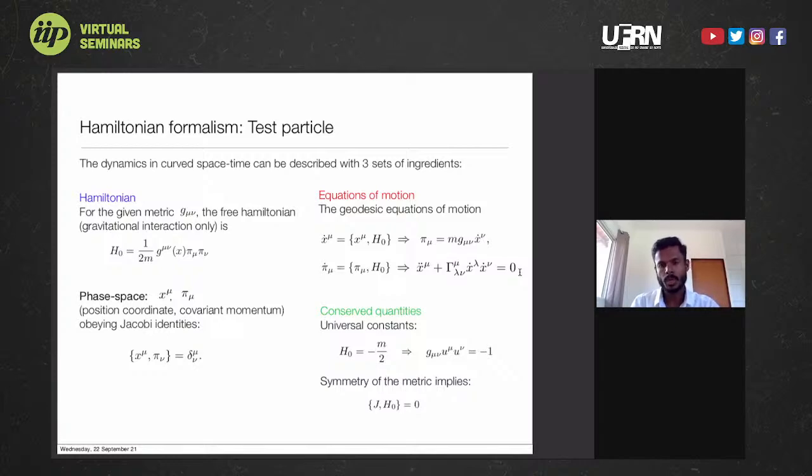Suppose we want to solve these equations of motion in a particular spacetime, let's say Schwarzschild or Kerr or whatever, then we need conserved quantities to solve them analytically. For example, the Hamiltonian itself is a constant of motion, which can be expressed like this. In addition to that, based on the symmetries of the spacetime we are interested in, we get some additional conserved quantities J. The condition is that the conserved quantity should obey this condition with the brackets. This is for the test particle.